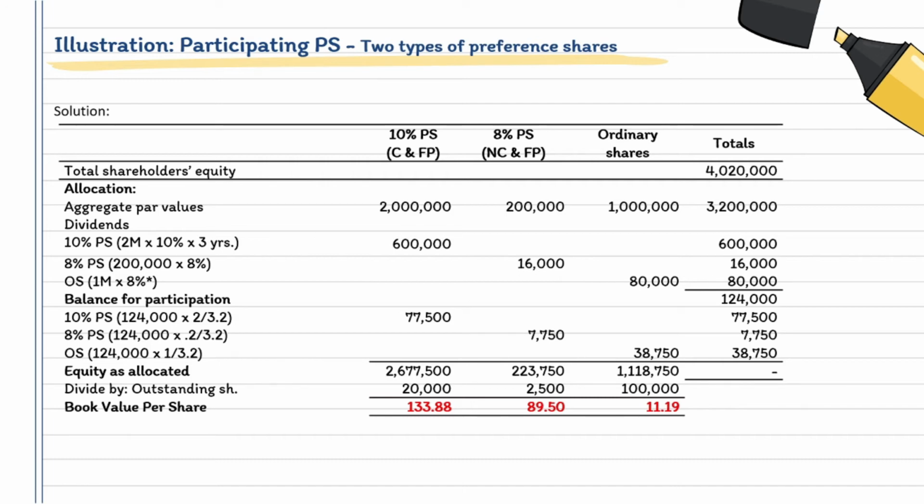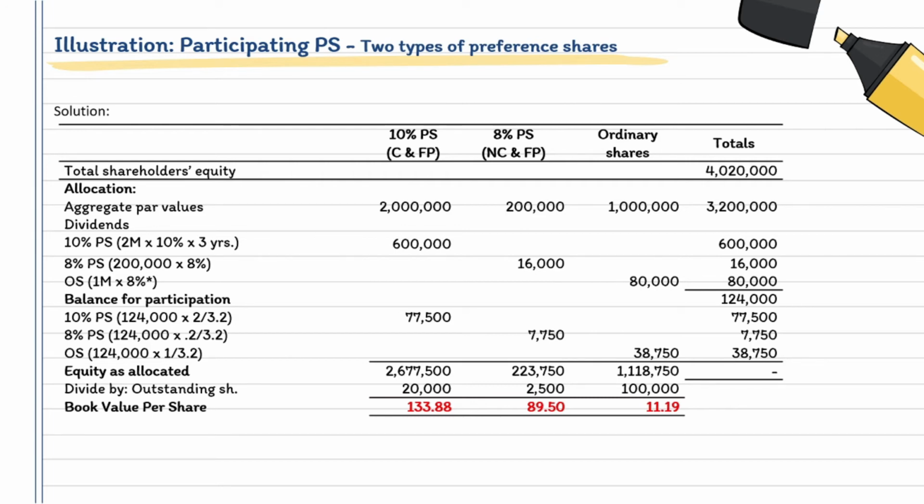So, we total the allocations per class of shares. For the 10% PS, we have 2,677,500. For the 8% PS, we have 223,750. And for the ordinary shares, we have 1,118,750. So next, let's compute their book value.